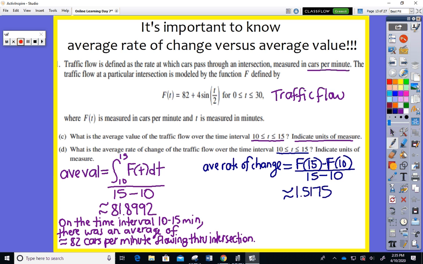Now, on this one, if you do a derivative, then it would be cars per minute per minute, so cars per minute squared. So it's saying that between the time of 10 and 15 minutes, the traffic flow was increasing because it's positive 1.5175, at a rate of 1.5175 cars per minute per minute. So traffic flow is getting heavier on that time interval. Okay.